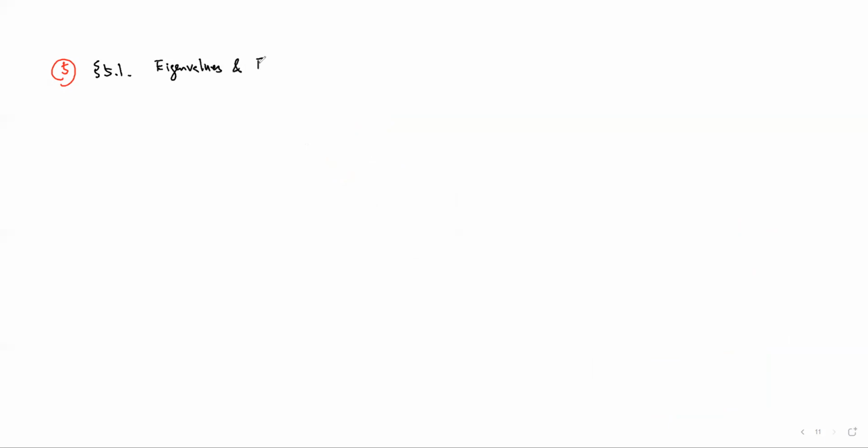Eigenvalues and eigenvectors. Definition: if this equation holds, here vector V is non-zero, which is important. An eigenvector cannot be a zero vector. How about lambda? It is a scalar, but this scalar can be zero or non-zero. It doesn't matter.